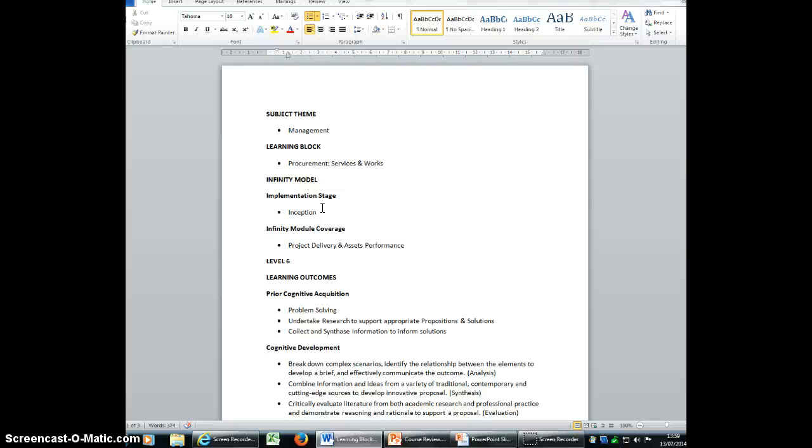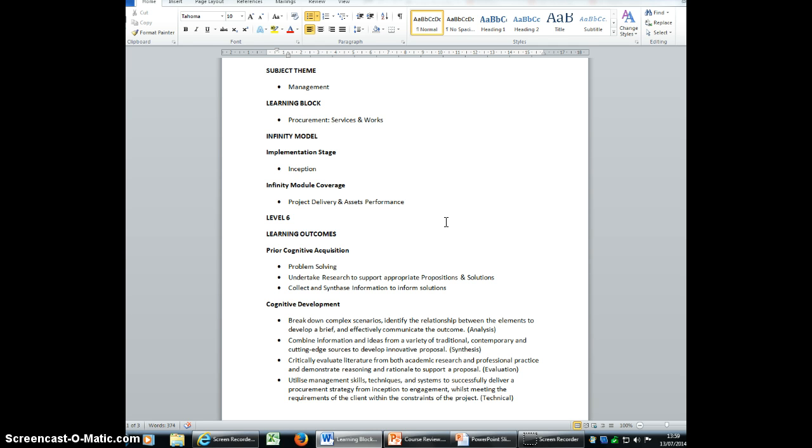Its level is a level 6 module, so it's got learning outcomes. The prior cognitive acquisition of learning outcomes we'll be looking for, and again I'll make this a bit larger, it gives you an example of this: problem solving, undertaking research to support appropriate propositions and solutions, and collecting and synthesizing information to inform solutions. That is what I expect someone to have when they come onto this particular module at level 6. It isn't specific to procurement, it's specific to a level 6 learning outcome.